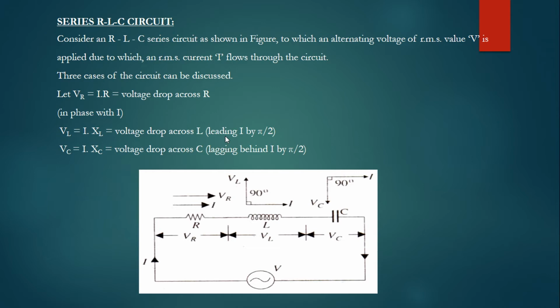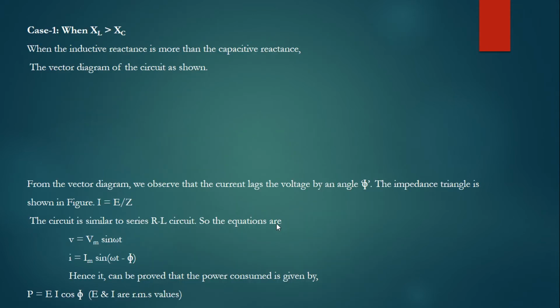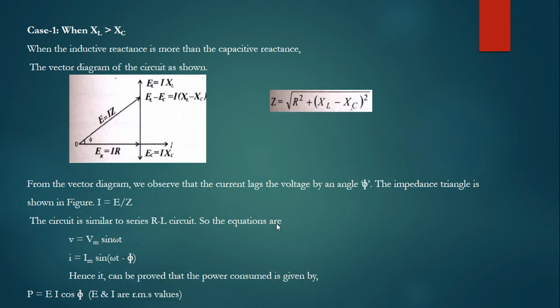In the pure inductive circuit, current lags behind the voltage by an angle of 90 degrees. In the pure capacitive circuit, current leads the voltage by 90 degrees. But if you consider all three in combination, the XL or XC decides whether current is lagging or leading. Impedance is given by Z equal to square root of R square plus XL minus XC whole square, or XC minus XL whole square. Consider the first case, where XL is greater than XC.